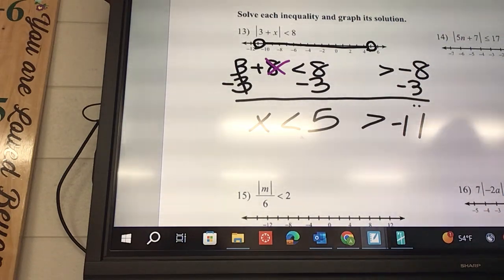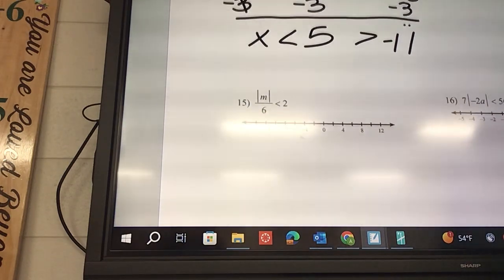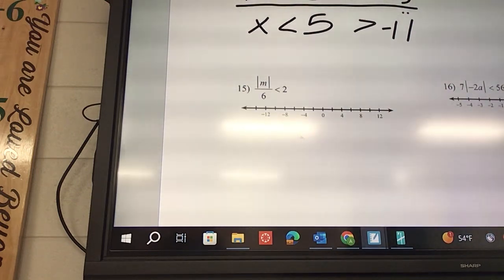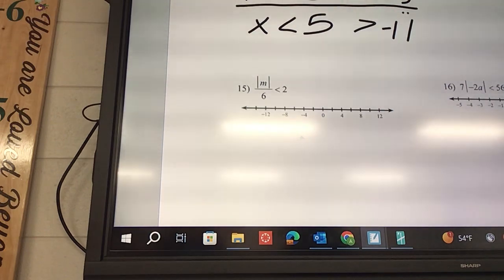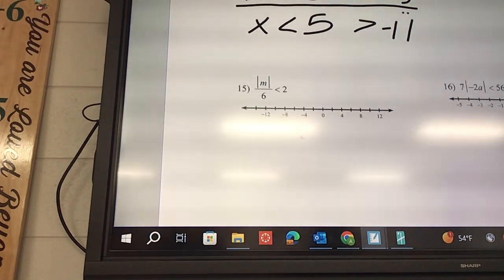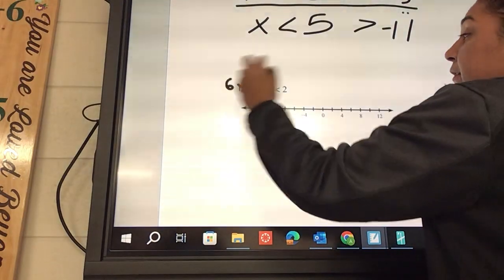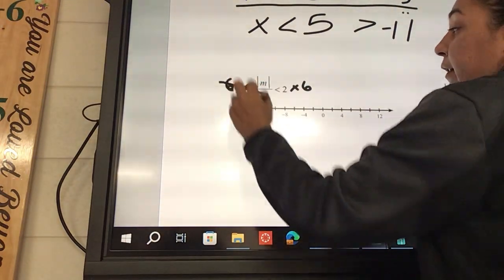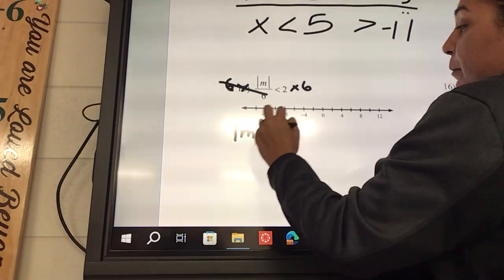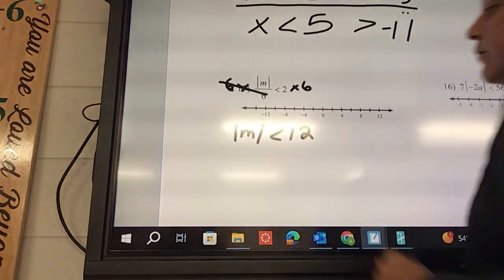Okay, 15. What needs done first? You gotta do the multiplication. You gotta get rid of the 6 by multiplication. So our first step is gonna be times 6. Okay, so we're gonna have bar, M bar, and a 12.